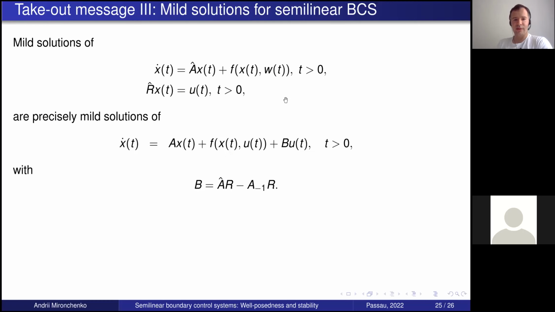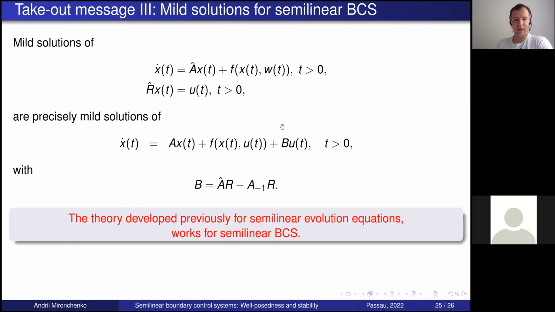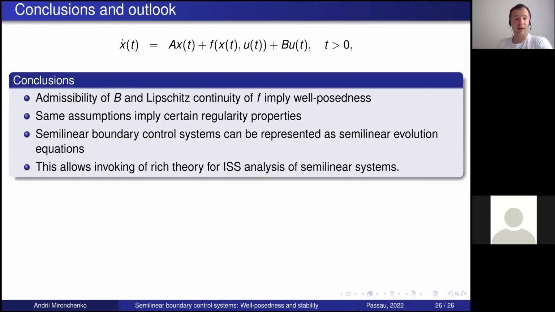One more time: mild solutions of this system are mild solutions of this system with W. And everything works for this class of systems. And now I come to conclusions.